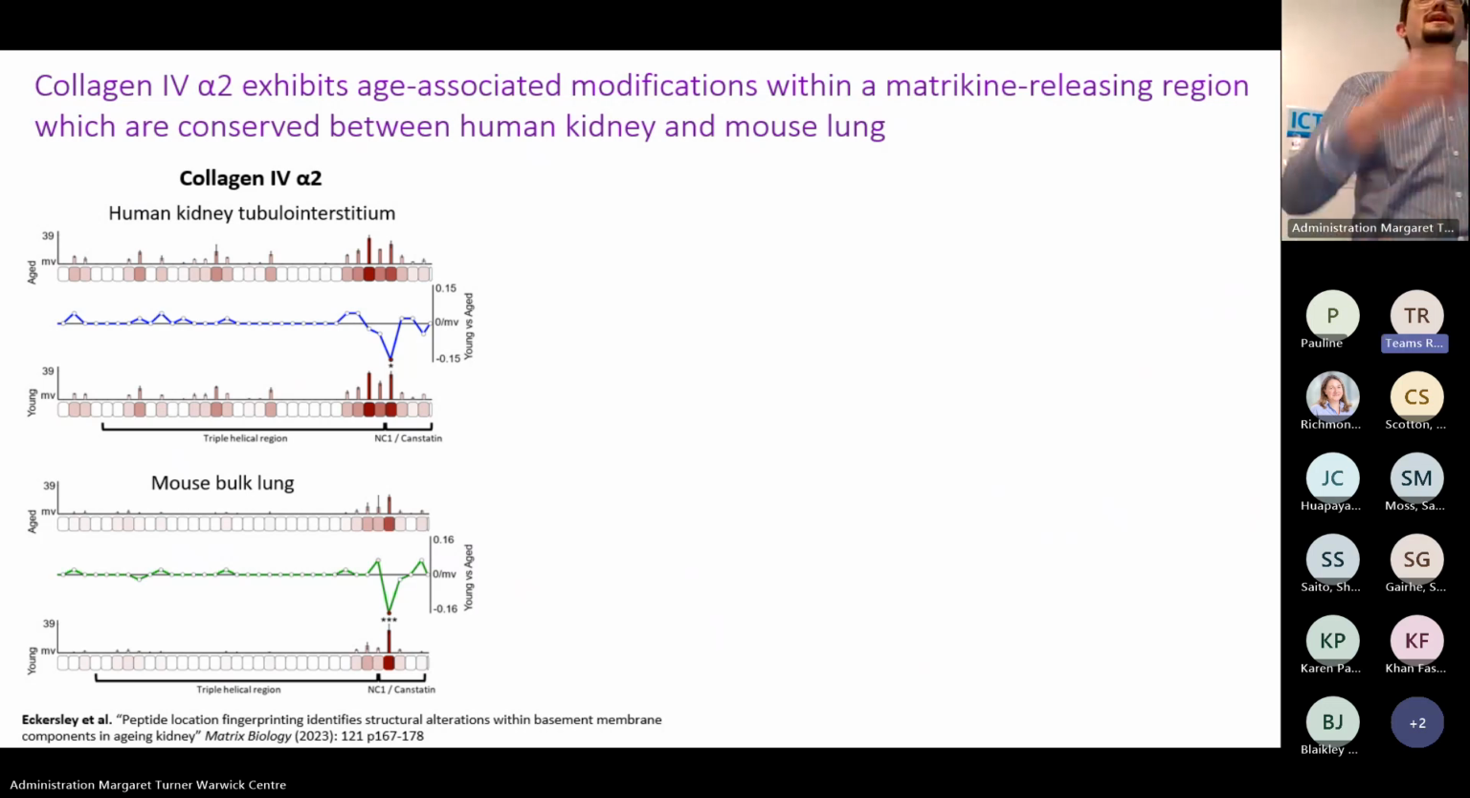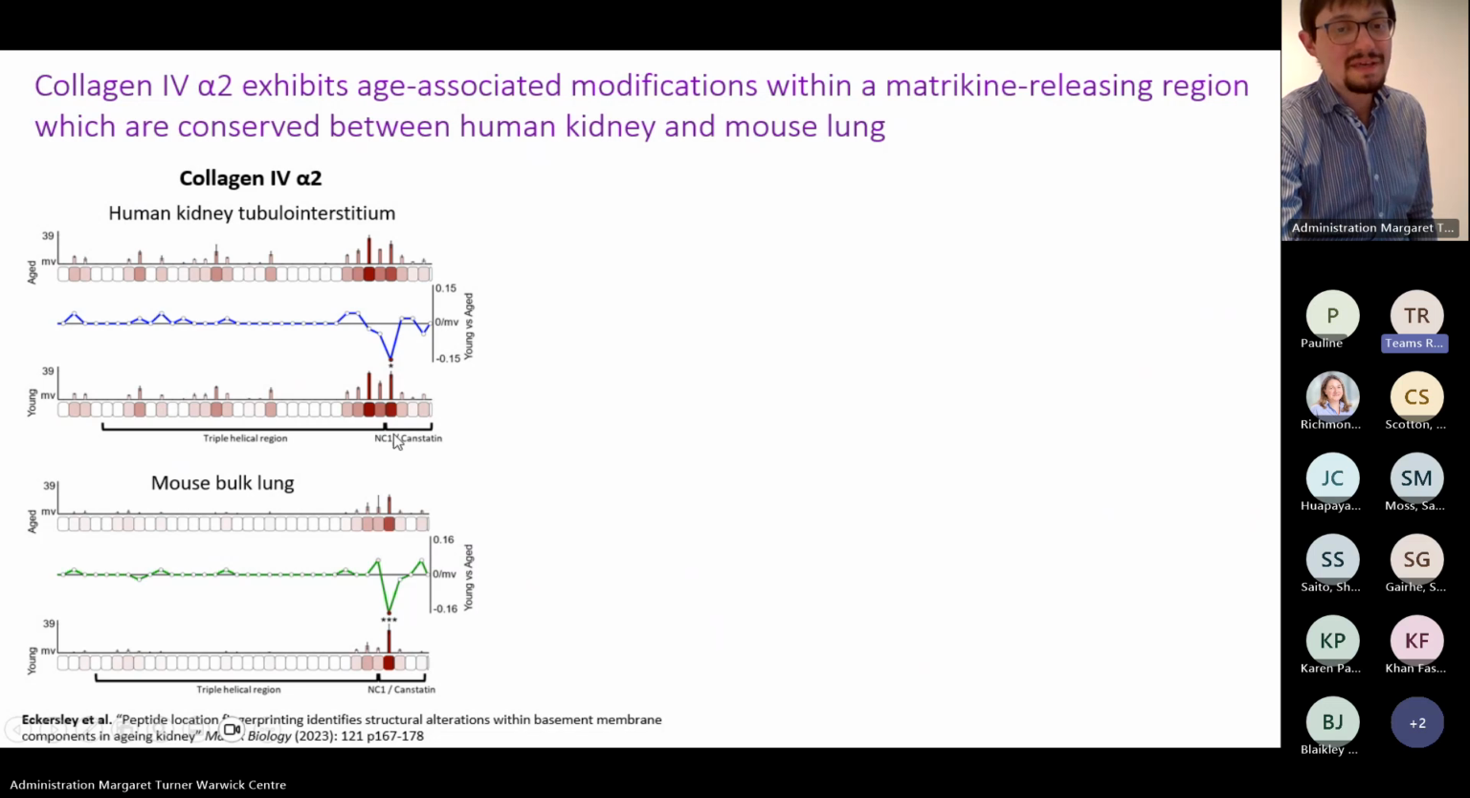The next change that we saw is actually what got us the BBSRC grant in the first place. We see a significant decrease in peptide yield in age versus young, right in a segment of collagen 4 at the interface of the NC1 domain. And this occurs again, both in kidney and in mouse lung.